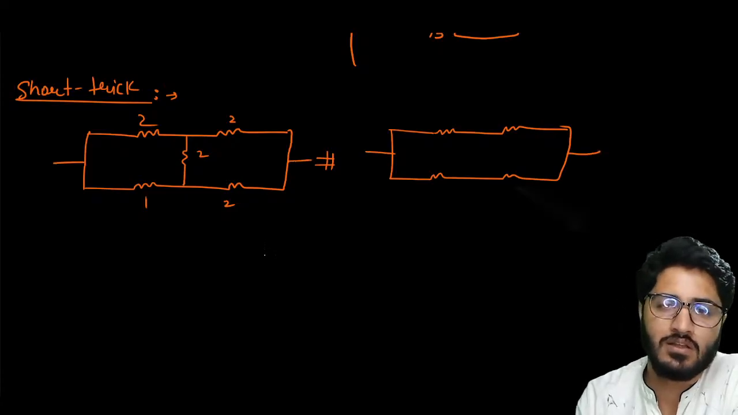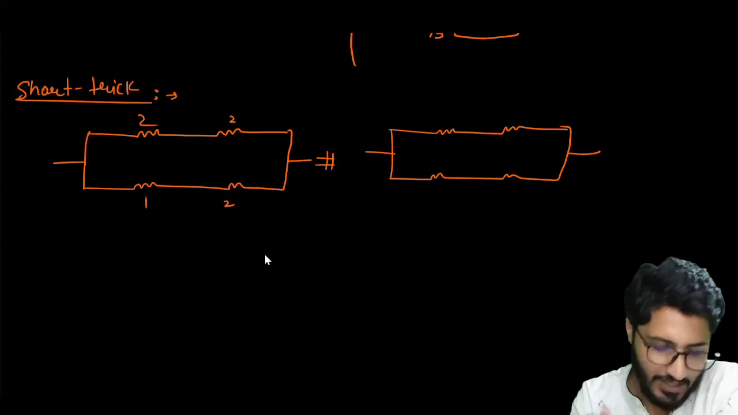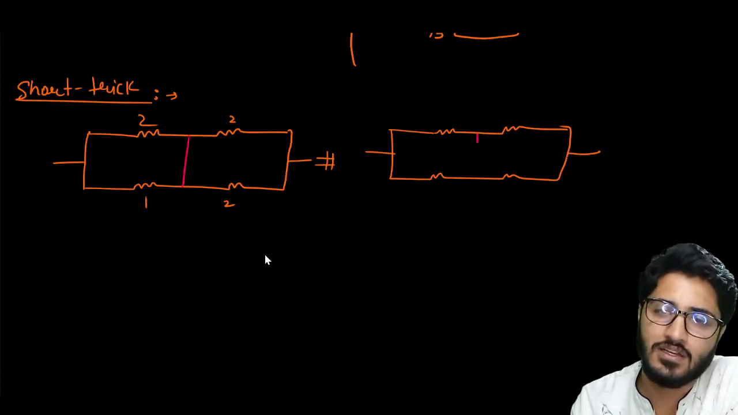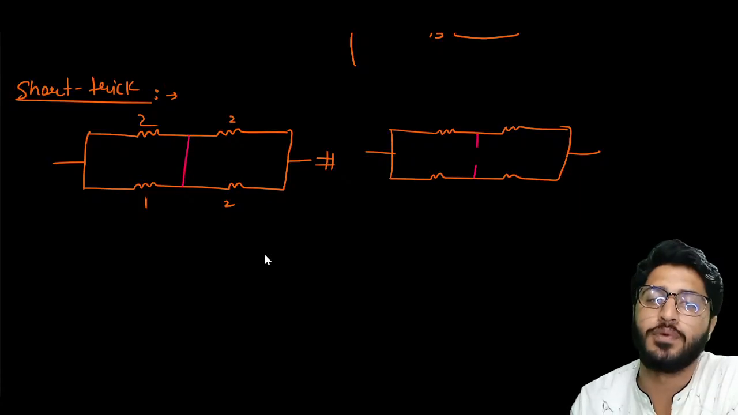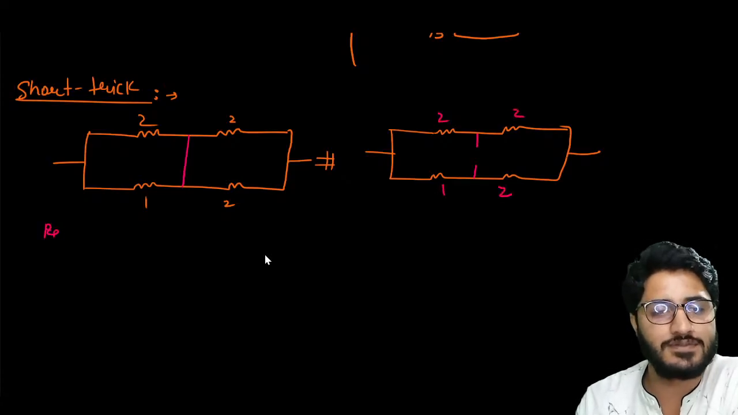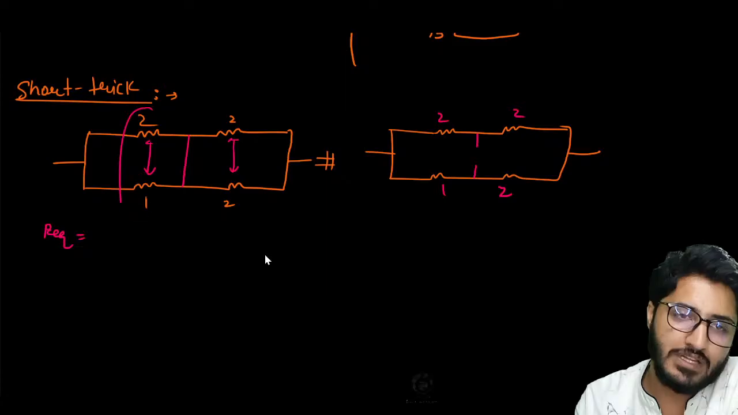Okay. So what I can do now, I need to take this thing out. In first case, join these two. Second case, you need to take it open. Now find R equivalent in this case. Look, these two are in parallel. These two are in parallel. So what will be the value of this one?